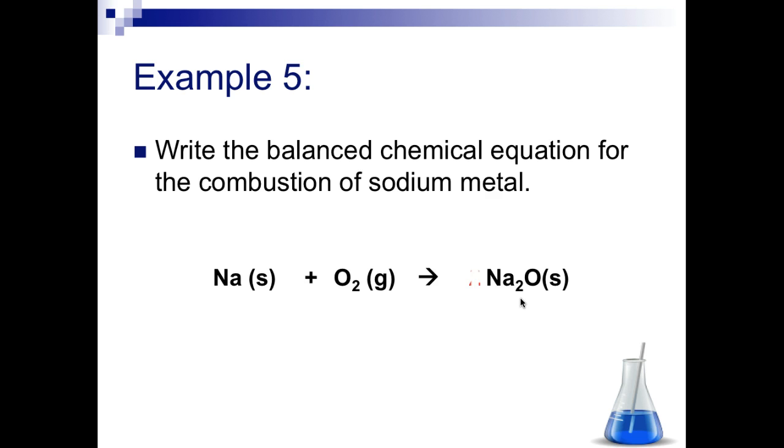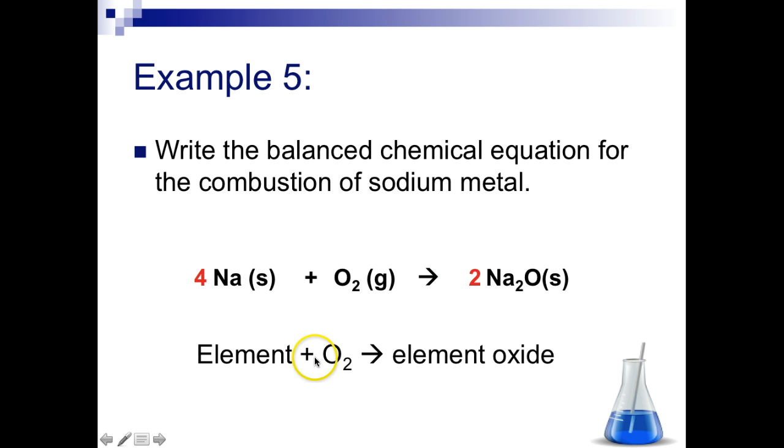We're going to need to put a 2 in front of Na2O in order to get 4 oxygens, and we're also going to have to put a 4 in front of Na in order for us to get 4 sodiums. So we have 2 times 2 is 4, so we need to put a 4 in front of Na to have 4 sodiums over here. We have 2 oxygens here, we need to have 2 oxygens here. So does this follow the element plus oxygen to give an element oxide? Is this the element's oxide? Yes, it is. And it is balanced, so that is correct.